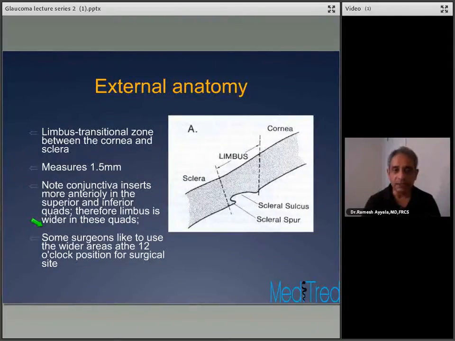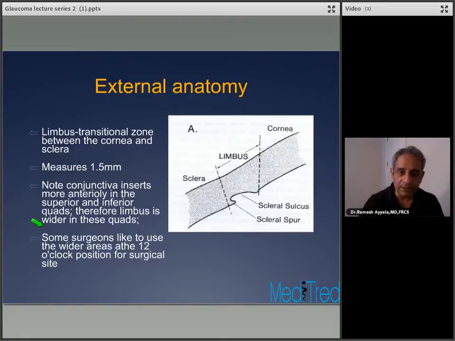Now let's look at the external anatomy. What is the limbus? The limbus is the transition zone between the cornea and the sclera. It measures 1.5 millimeters, like I mentioned previously. Note the conjunctiva inserts more anteriorly at the superior, that's 12 o'clock, and 6 o'clock position of the limbus. And so the limbus is wider near the 12 superior and inferior regions compared to the nasal and the temporal regions. So most surgeons like to use the wider areas at the 12 o'clock position for surgical site.